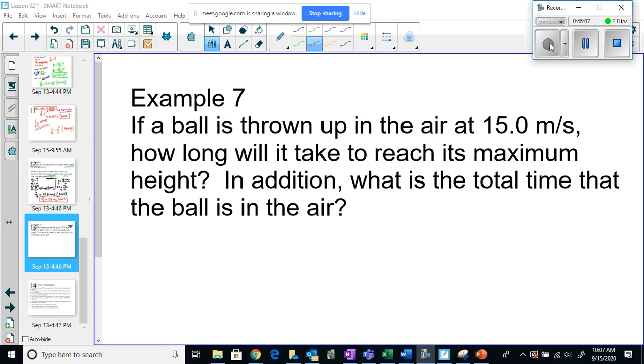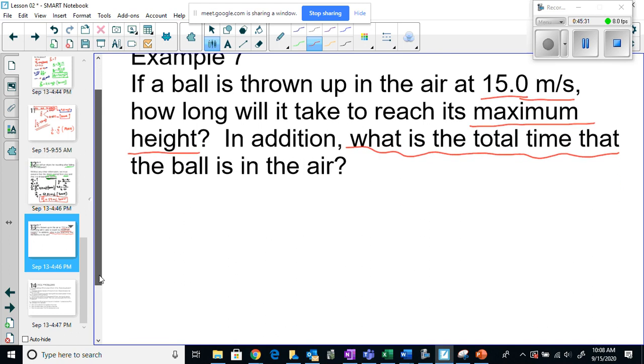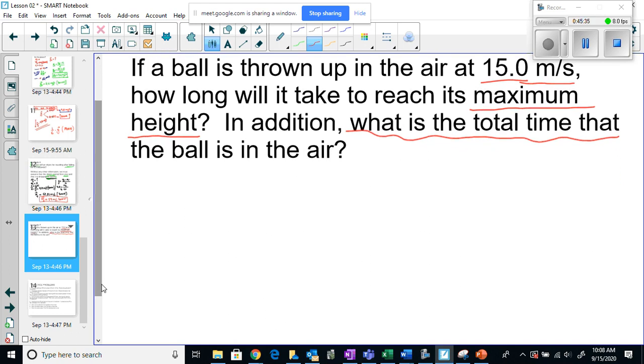So we have, if a ball is thrown up in the air at 15 meters per second, how long will it take to reach its maximum height? And then in addition, what is the total time that the ball is in the air? But let's do the first part of the problem. Let's start by sorting what is given. So initial velocity is 15 meters per second. In which direction, up or down? Okay, so it is up.